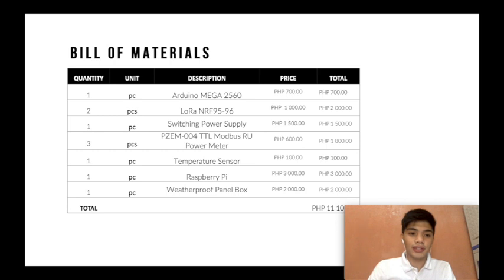For the bill of materials, for a quantity of one, the Arduino costs 700, 2 pieces of LoRa cost 2,000, 1 piece of switching power supply is 1,500, and 3 pieces of power meter cost 1,800. 1 piece of temperature sensor costs 100 pesos, 1 piece of Raspberry Pi is 3,000, and 1 piece of weatherproof panel box is 2,000. So for 1 unit, we spend 11,100, and for 2 units, we spend 22,200.